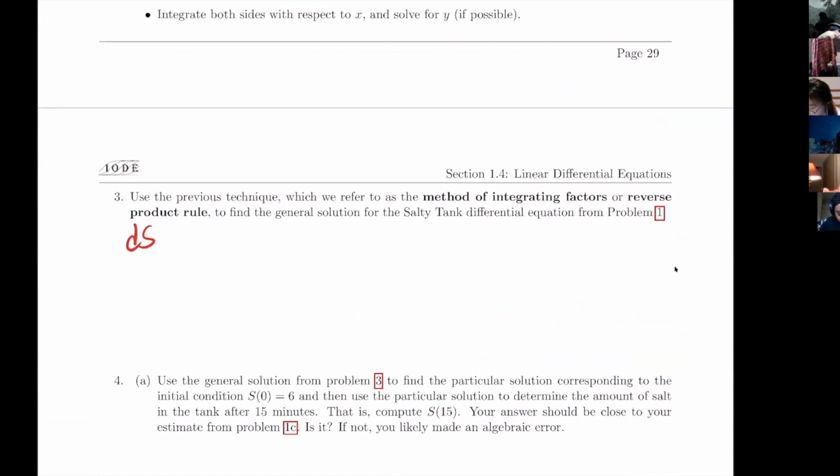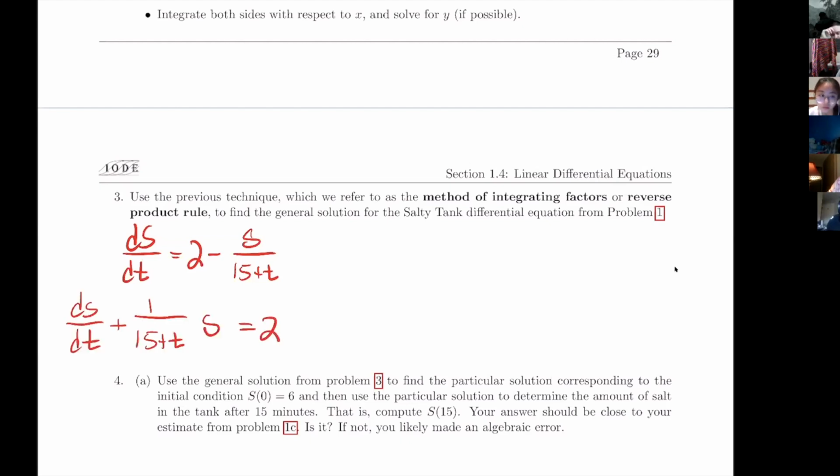So we had a differential equation, ds/dt was 2 minus... So we had a differential equation that looked like this. So the first step would be to put this into standard form. So that would be the standard form for this differential equation. That would be our p of x that I have right there, right? So the p of x is the thing that is being multiplied to s.